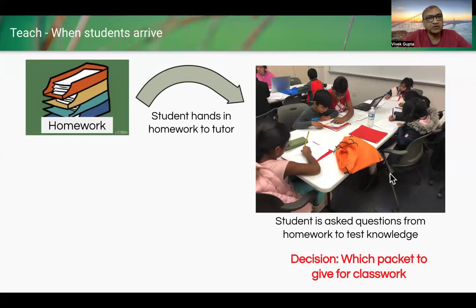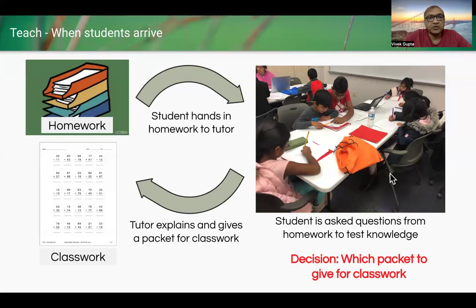And rarely, you might run into a situation where you did not diagnose the student properly, or the student is not at the level that they should be in. Maybe they're at a lower level than they should be, or at a higher level, and they should really be brought down to the lower level. Whatever the decision, that's the decision you would make. Then you would give the particular packet you decided on to the student, and you will explain how to do those packets.